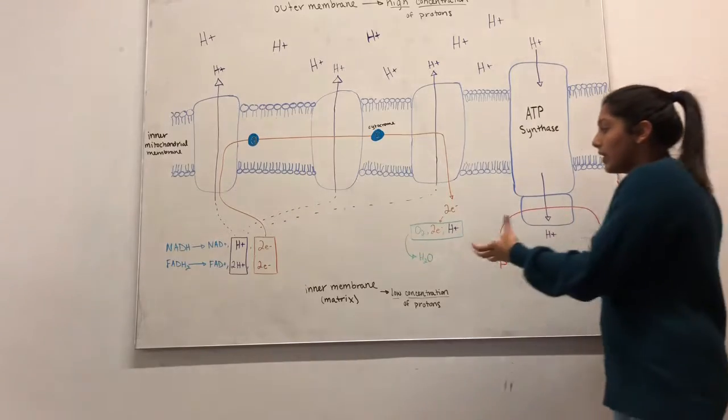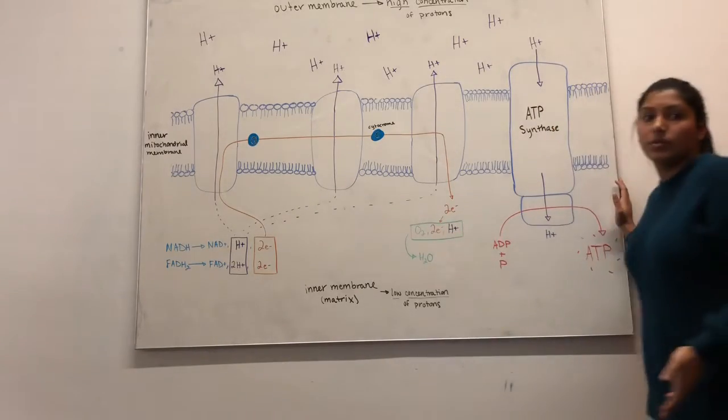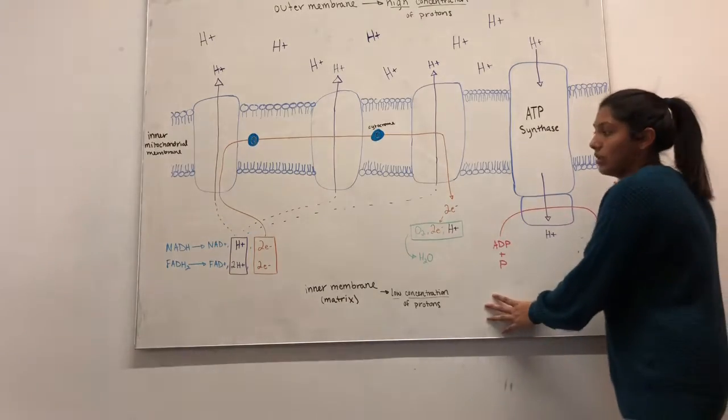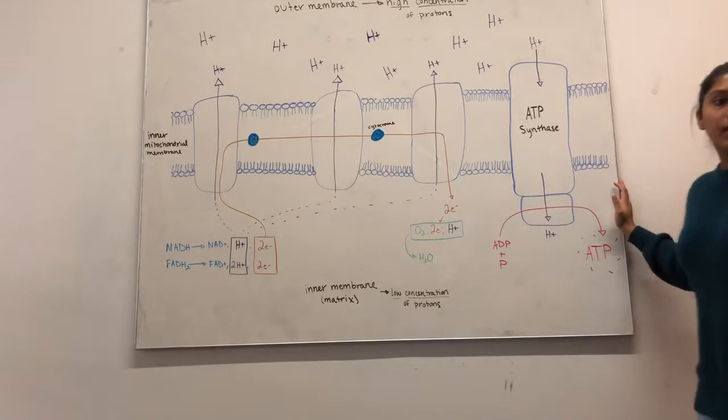combines free-floating hydrogen ions, electrons, and itself to create water, which then helps to keep the concentration in the matrix low, concentration of the hydrogen ions in the matrix low.